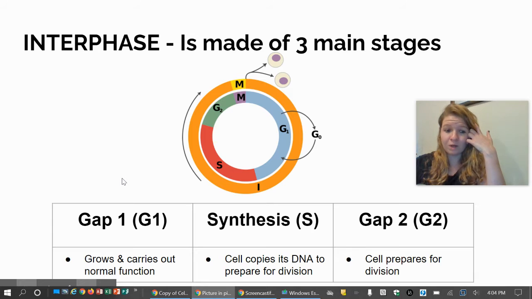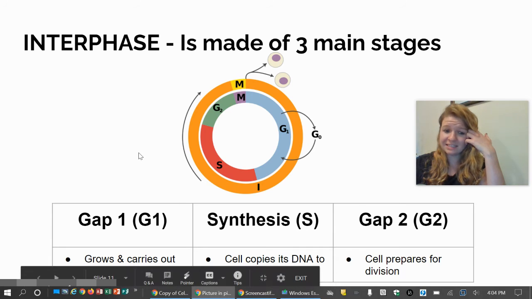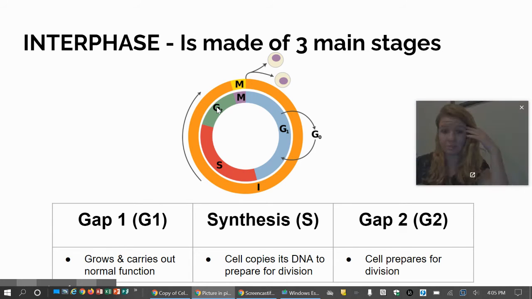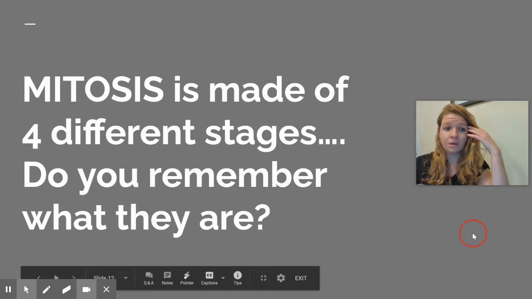G1 or the gap 1 phase, that's just the cells going about their business. They're just being a cell. During the S phase or the synthesis phase, that's when the cell copies its DNA to prepare for cell division. And then in the G2 phase, which you notice is right here, right before mitosis, that's when the cell is preparing to divide. So from all of this, I want you to know that the S phase in interphase, that's when we start to copy our DNA, okay?